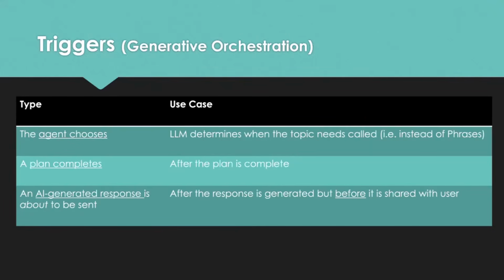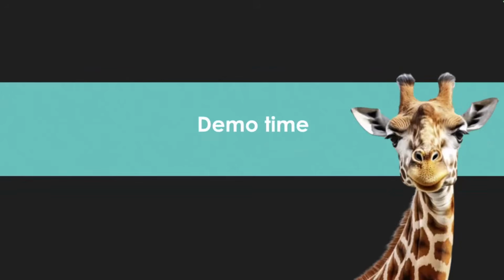And then we've got two newer ones within just the last few months. One, when an AI plan has completed, and then also when an AI generated response is about to be sent. The keyword is "about," because it has not been sent yet, and we're going to actually do some demos on that particular one. So let's actually jump right into it.